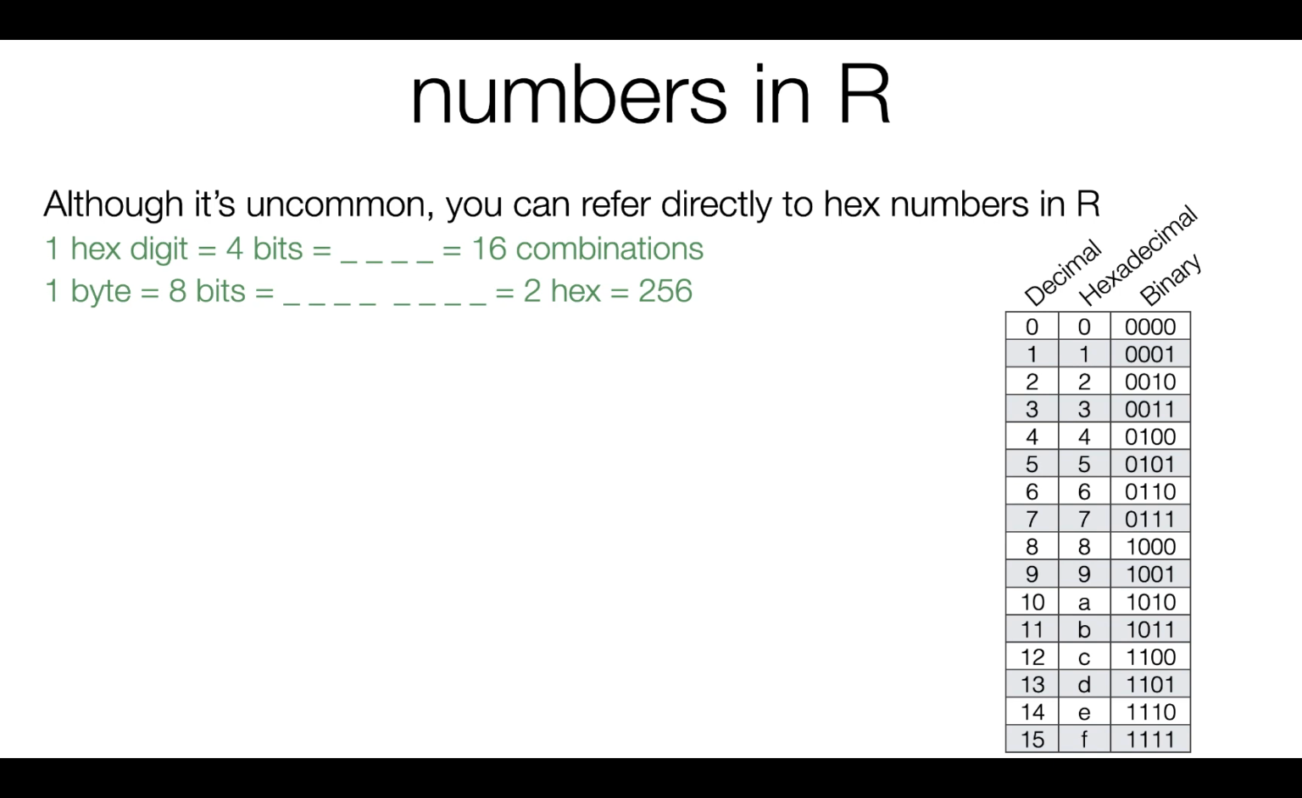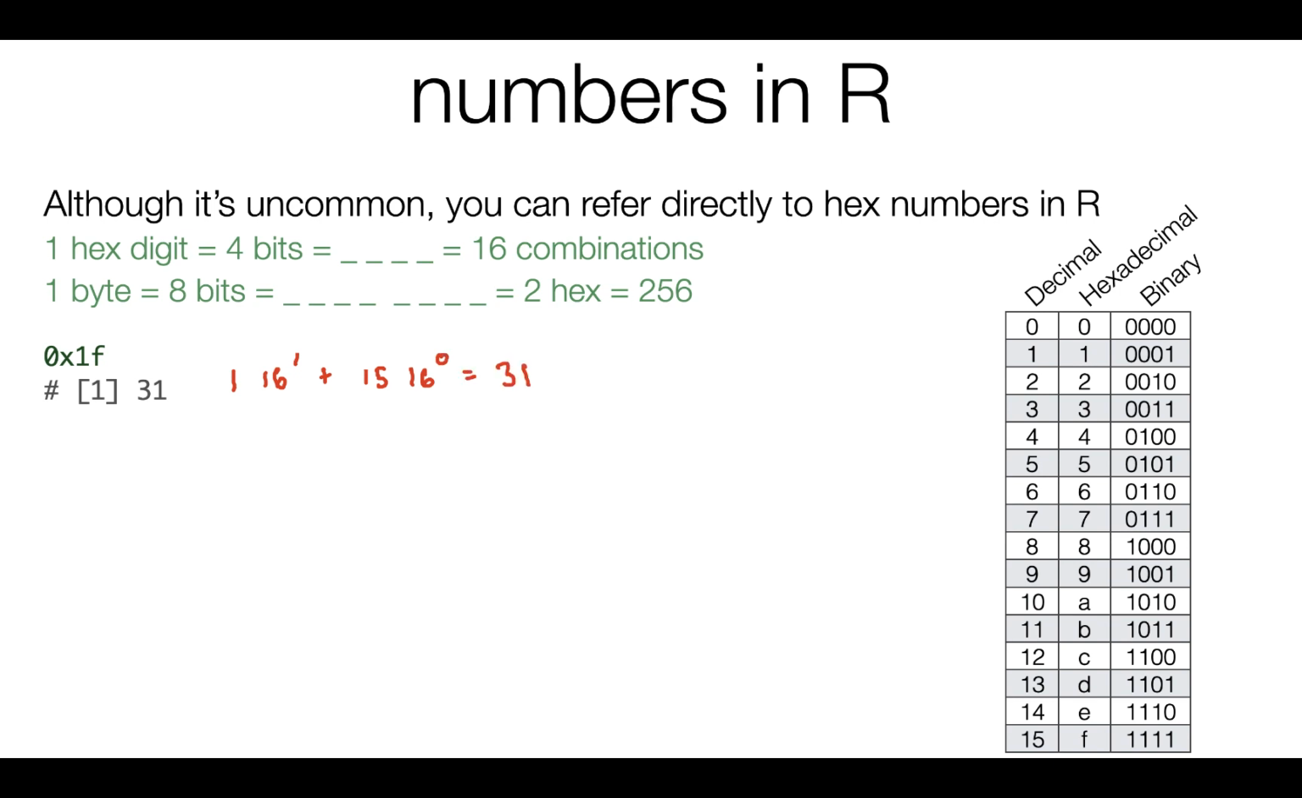1 byte is equal to 8 bits, which is 2 hexadecimal digits, which can hold up to 256 different combinations of things. So whenever you see 1 byte, it's representing up to 256 different things, okay? 2 hexadecimal digits. Now you can refer to these directly in base R using the 0x followed by whatever the hexadecimal digits are. So for example, the hexadecimal number 1f is referring to 1 times 16 to the 1 plus f, i.e. 15 times 16 to the 0, and of course that is 31, okay?